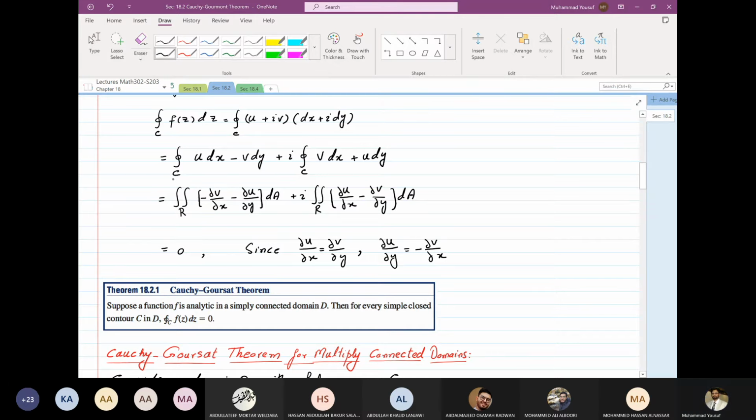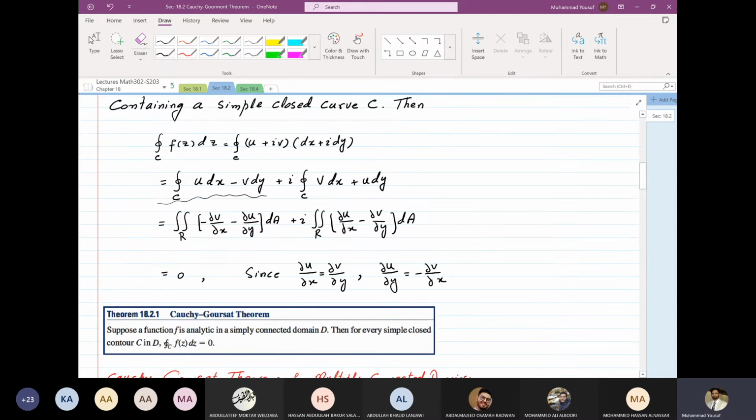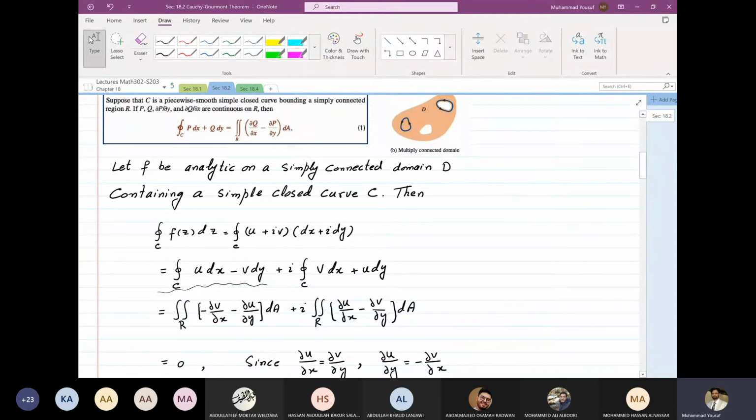Now, this is the real part, and this is the same as p dx plus q dy. Instead of p we have u, and instead of q we have negative v. So we apply Green's theorem here, and then the partial of the second part with respect to x. Here it will be negative because we have negative v. So negative partial v by partial x minus partial u by partial y dA.